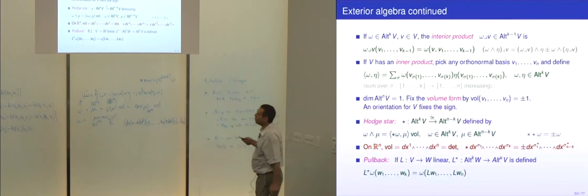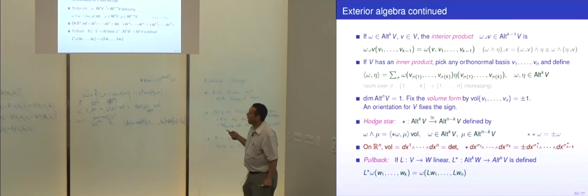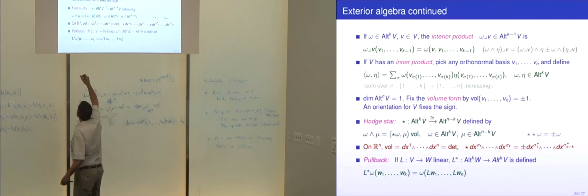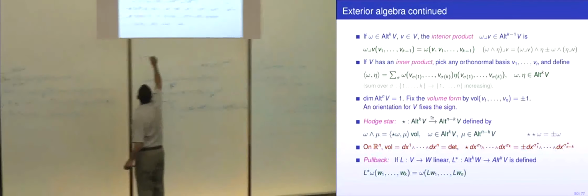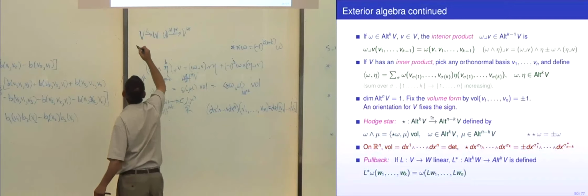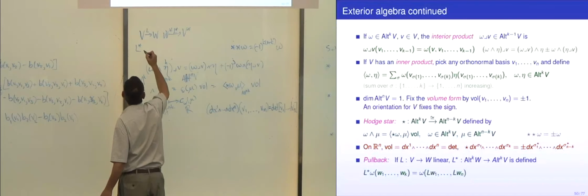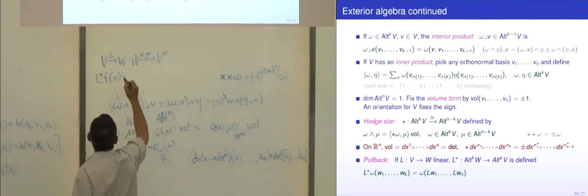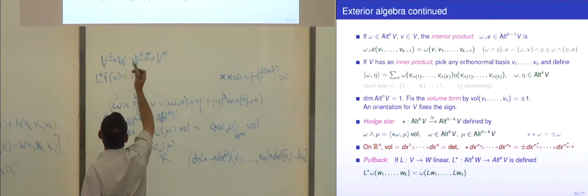Okay, one more operation is the pullback. I could have done this already back at the level of just a multilinear form. So we know if we have V to W, a linear operator L, we get an operator back, L star from W star to V star, by the formula L star of some f applied to v is f applied to Lv.